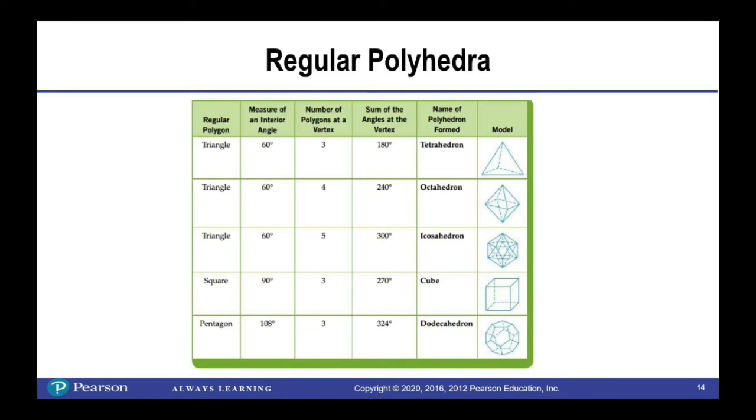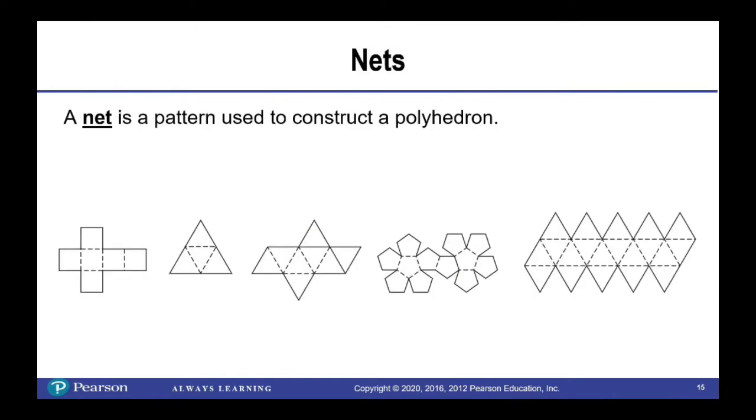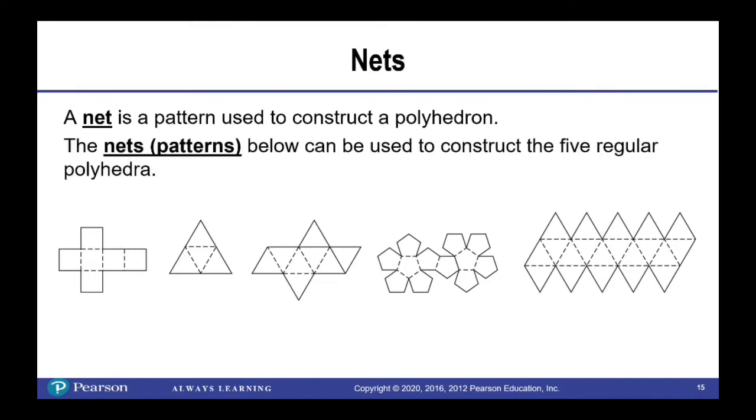On your screen and in your notes, you'll see some more information about our regular polyhedra. We use what are called nets to construct our polyhedra. The nets below are used to construct the 5 regular polyhedra. What would happen is you would fold these nets along the dotted lines. So on the left, we have the net for a cube. Notice there are 6 squares there to make up our cube.